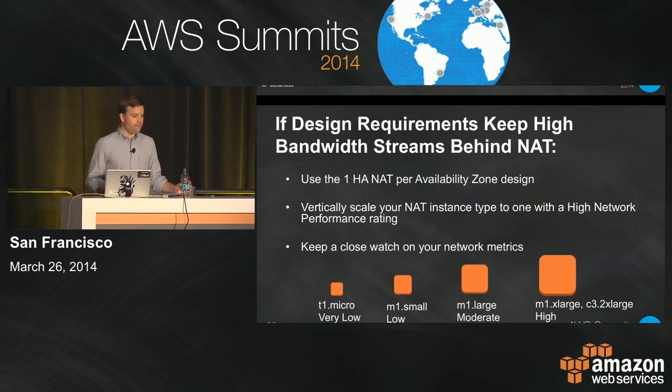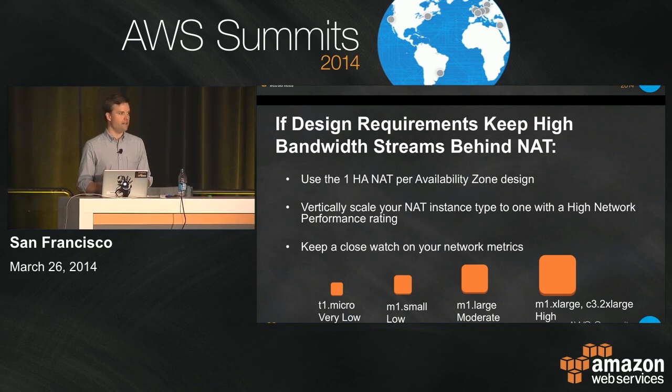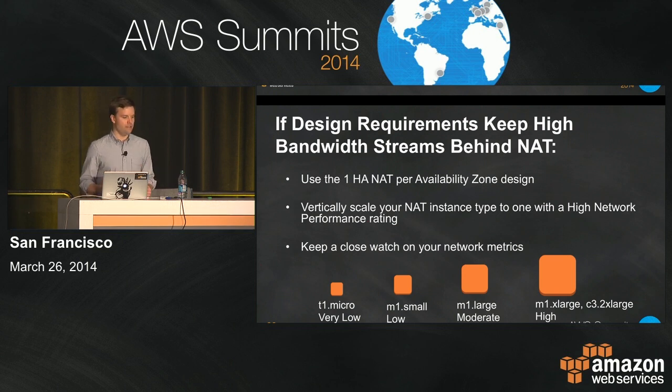And finally, if your design requirements still maintain that you have to have a NAT and enforce that a certain amount of traffic is going through that NAT, your options are basically vertical scaling. So you use the one HA NAT design, vertically scale that NAT as your requirements start to increase, and keep a close watch on your CloudWatch network metrics.